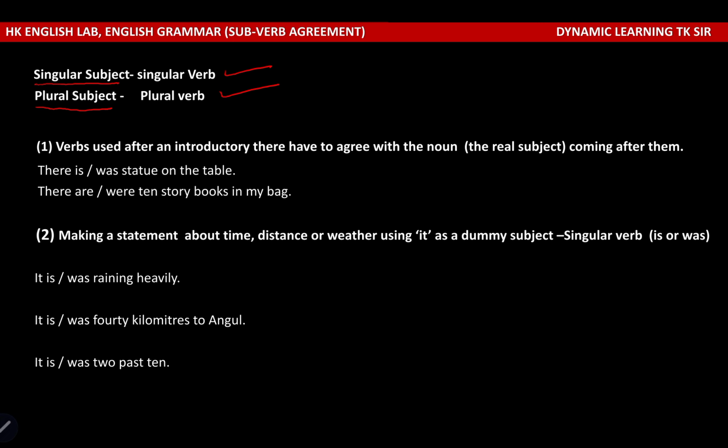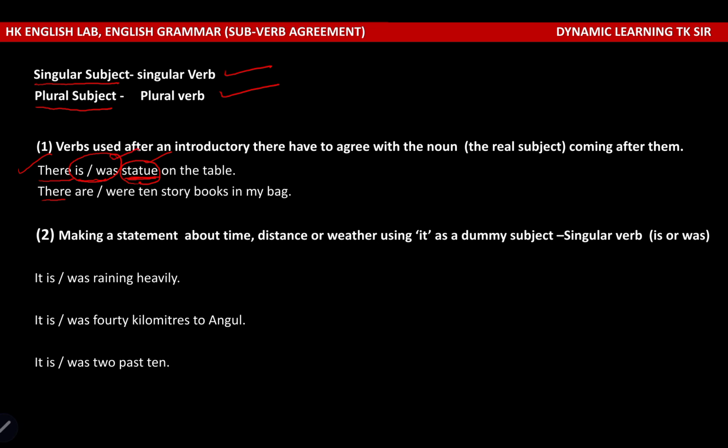So, first rule: if any sentence starts with a dummy subject or introductory subject, like there, then after it, what will the verb be? It depends on the noun that is used after the verb. If there is an introductory subject like there, then look at the noun that is used after there. This is the statue, as you can see here. Am I right? So statue is singular. That's why after there the verb also will be singular.